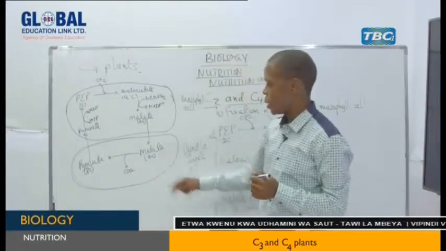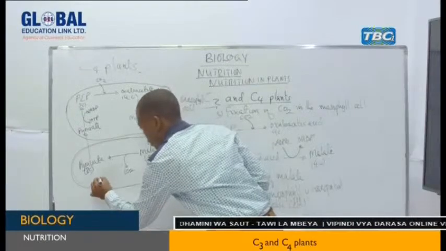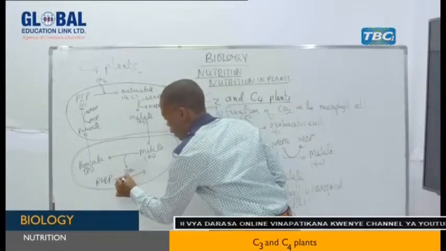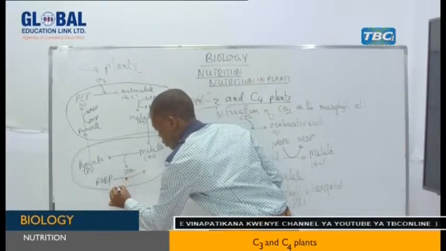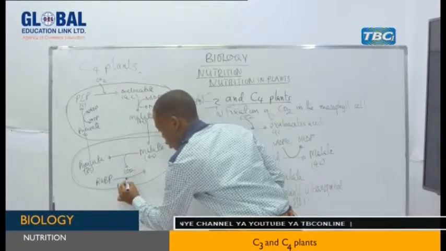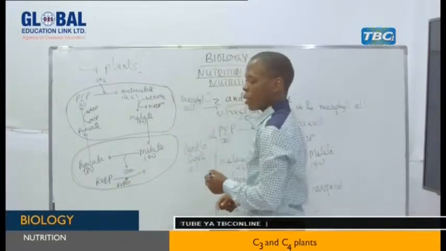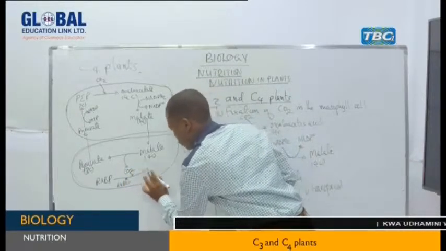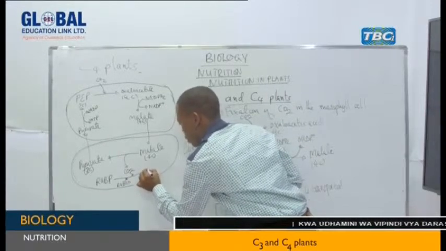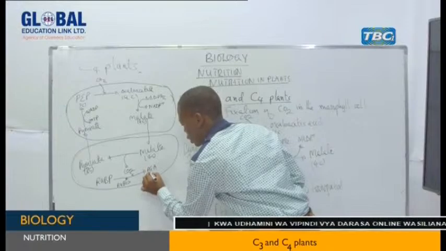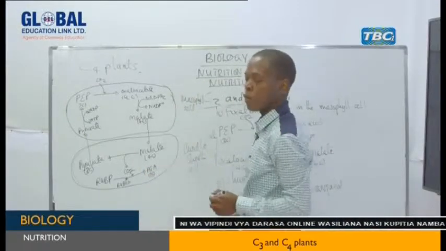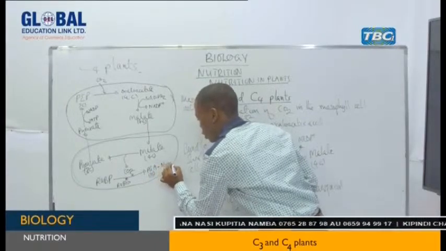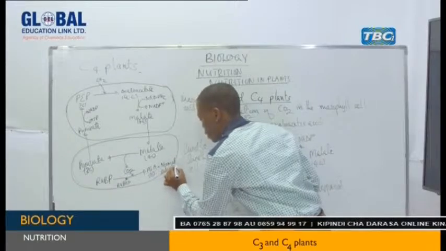Once the carbon dioxide is formed in this part, it is accepted by RuBP, with the help of the enzyme known as Rubisco. Carbon dioxide is accepted by this, and they form a 3-carbon compound known as PGA. After formation of this PGA, the process continues as a normal Calvin cycle.